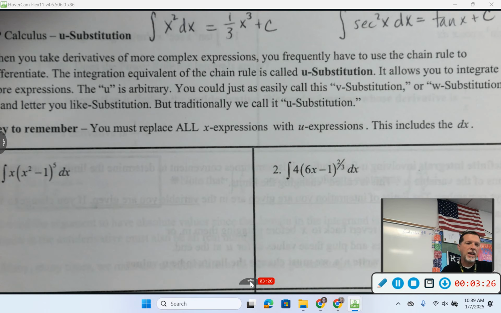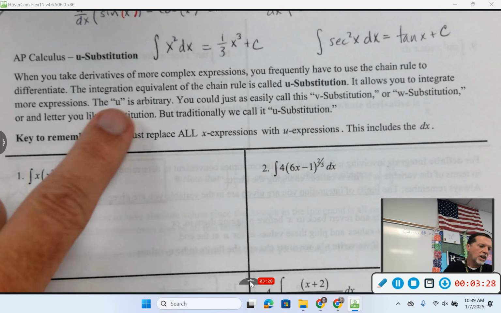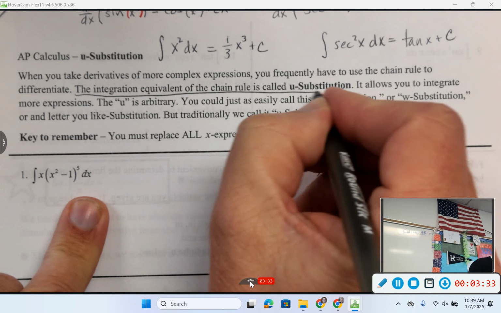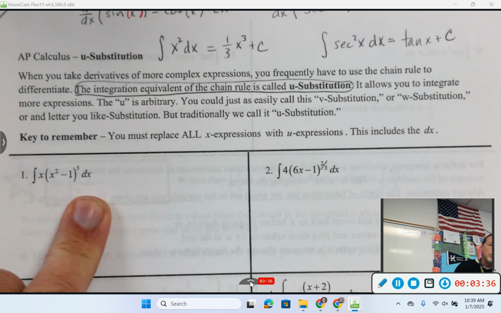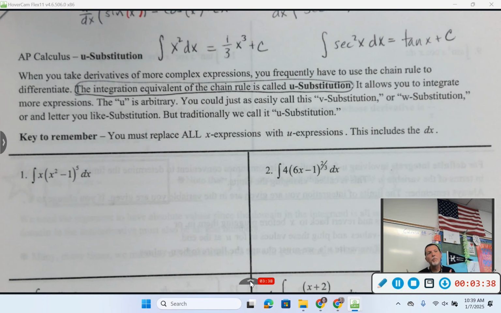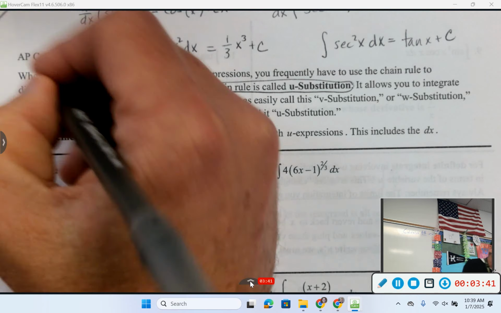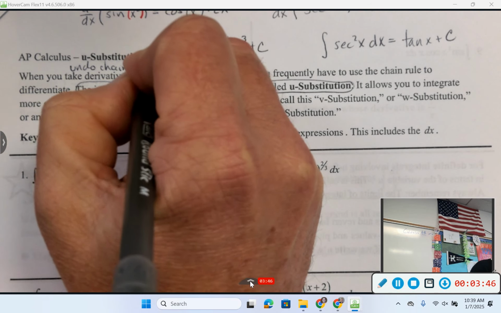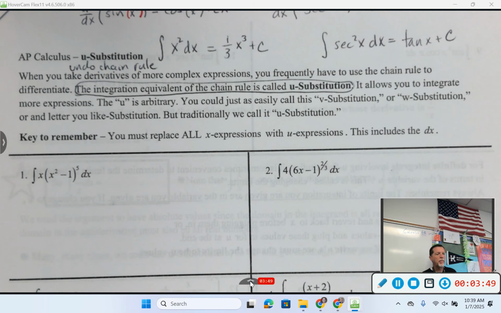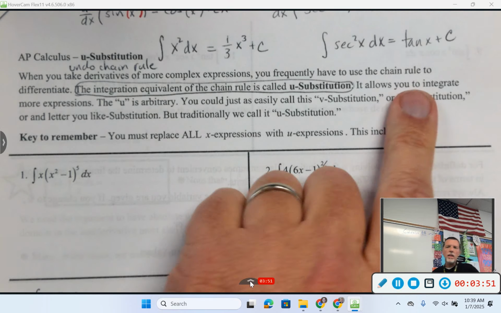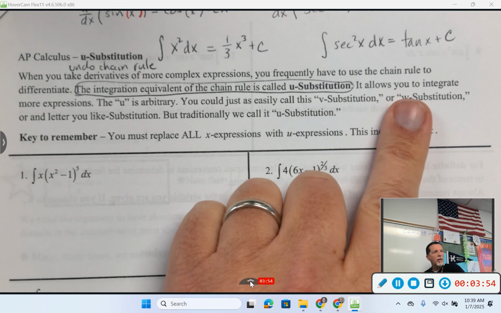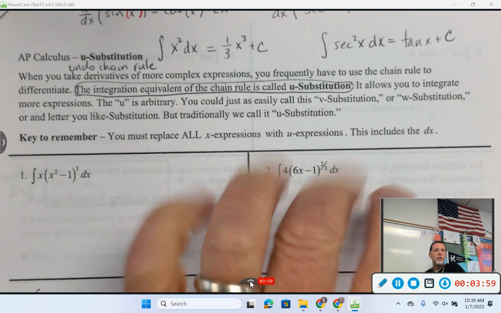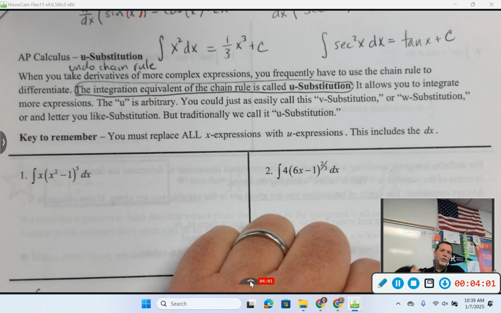Well, I'm glad you came today because U substitution is the integration equivalent of the chain rule. So U substitution will allow us to go backwards. It helps us undo the chain rule. Undo the chain rule. That's what we're doing today. You don't have a chain rule for integration, so U substitution is what we use to undo the chain rule.